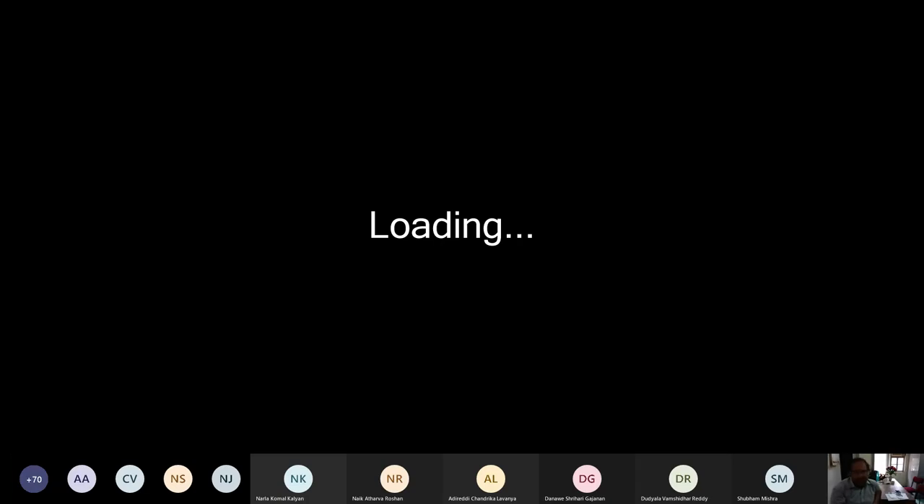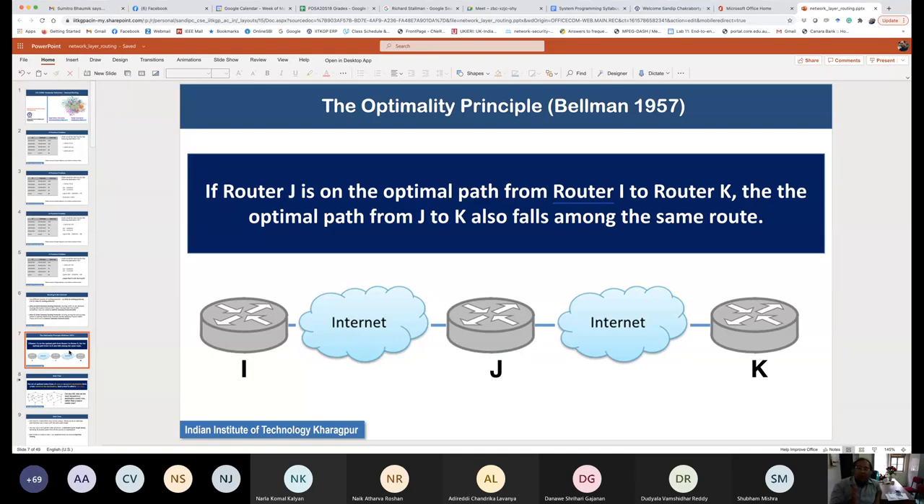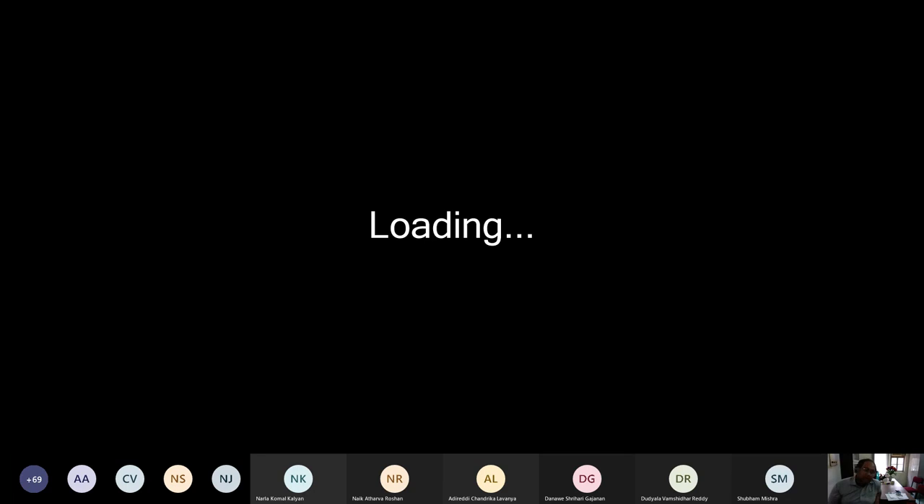That was also based on such kind of optimality principle, which basically says that if a router is on the optimal path between two other routers, then that particular router also belongs to that optimal path. So, for example, if this router J is in the optimal path from router I to router K, then I to J is the optimal path and J to K is also the optimal path. Okay, so that means subset of an optimal path is an optimal path.